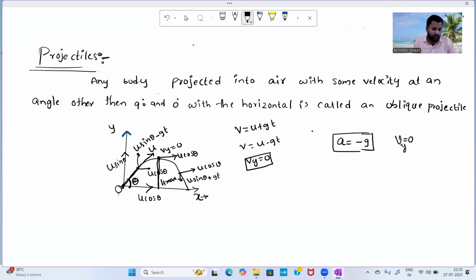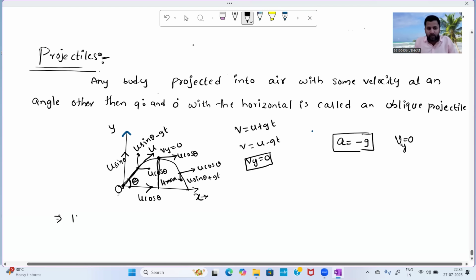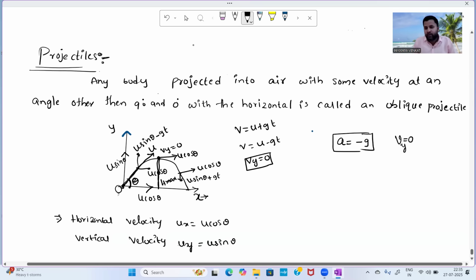Okay, chalo. So from this equation I'm writing some words here. Horizontal velocity ux equal to u cos theta. Same thing, vertical velocity uy equal to u sin theta, right?